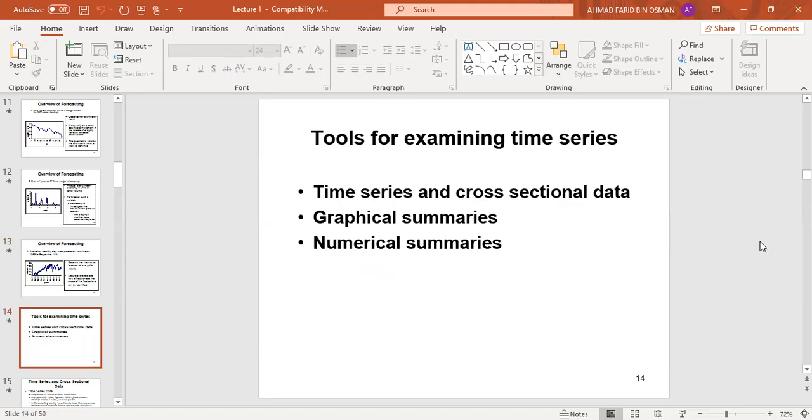All right, tools for examining time series. There are a number of different tools, graphical summaries and numerical summaries, but you need to know the difference between time series and cross-sectional data, because different tools are appropriate for different types of data.